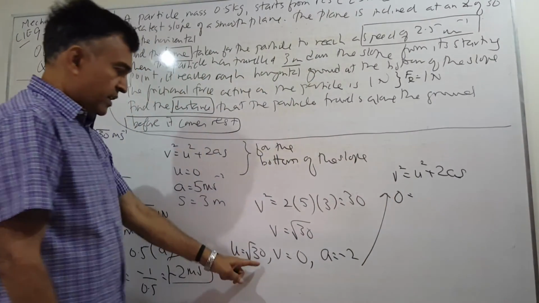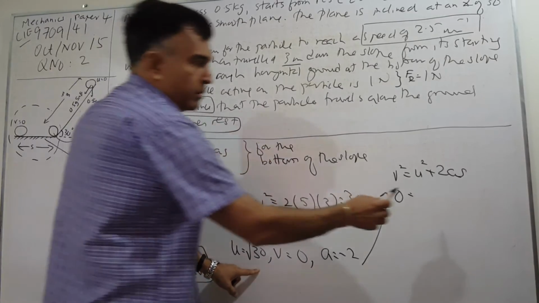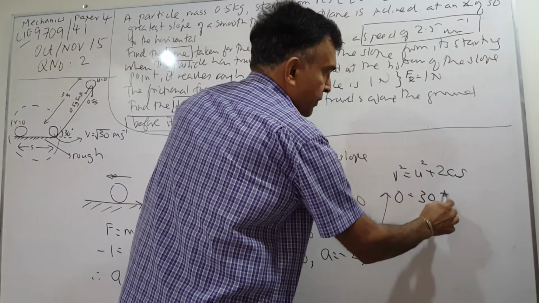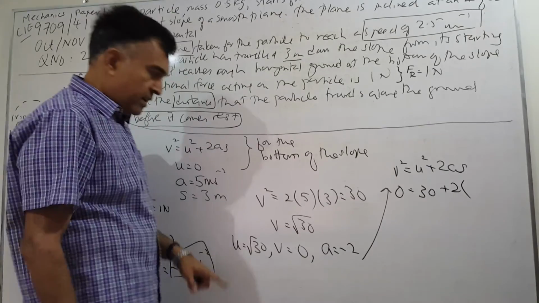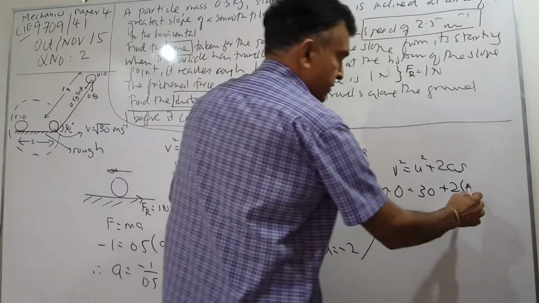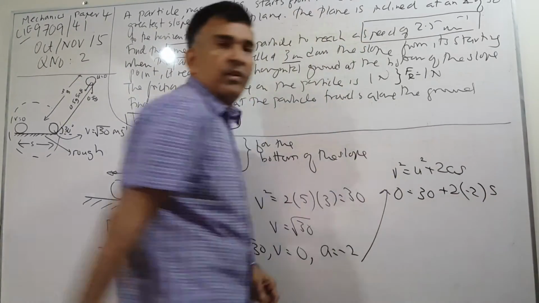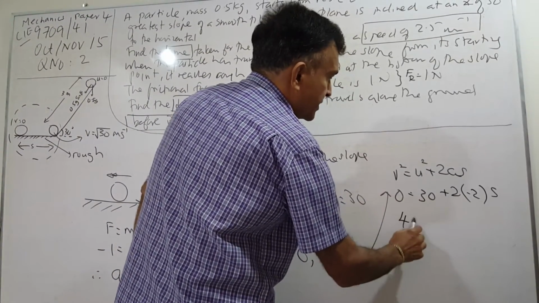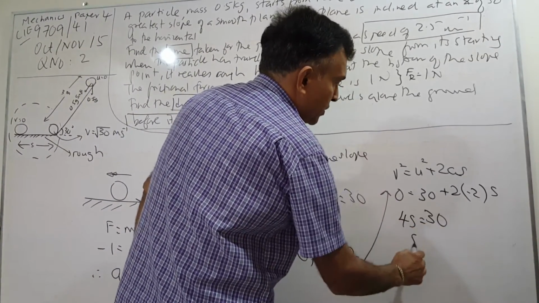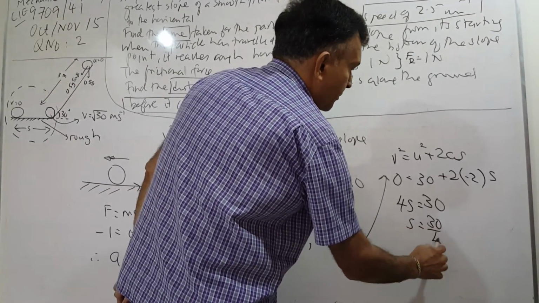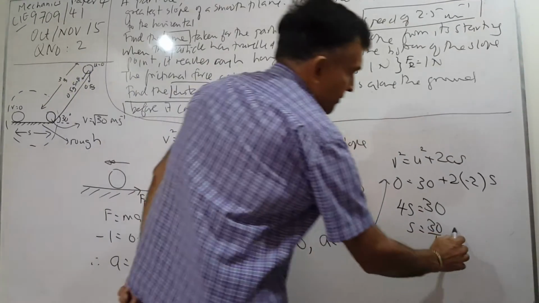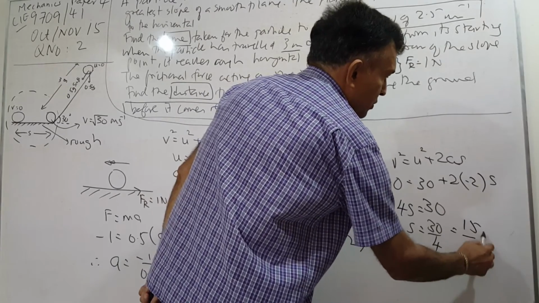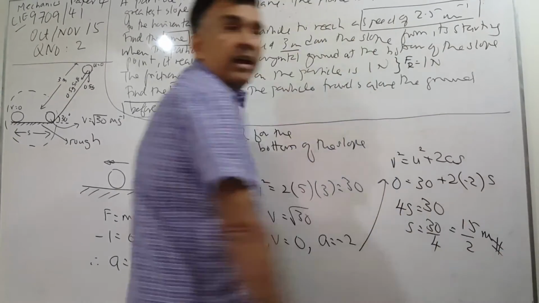My initial speed is the square root of 30, so when you square it, it becomes 30, plus 2 times a. Careful, a is negative 2. And I have my s. Let's work it out. I have 4s equals 30, so s will be 30 over 4, and that is 15 over 2 meters. And we're done.